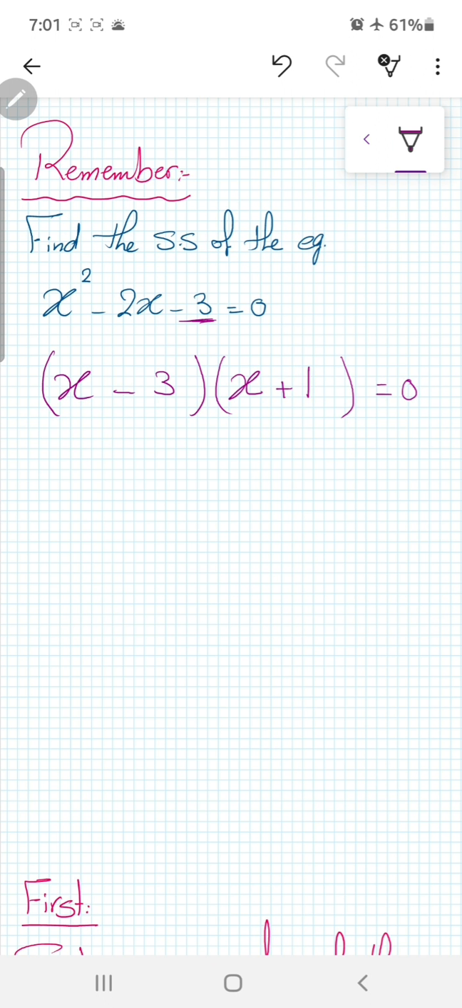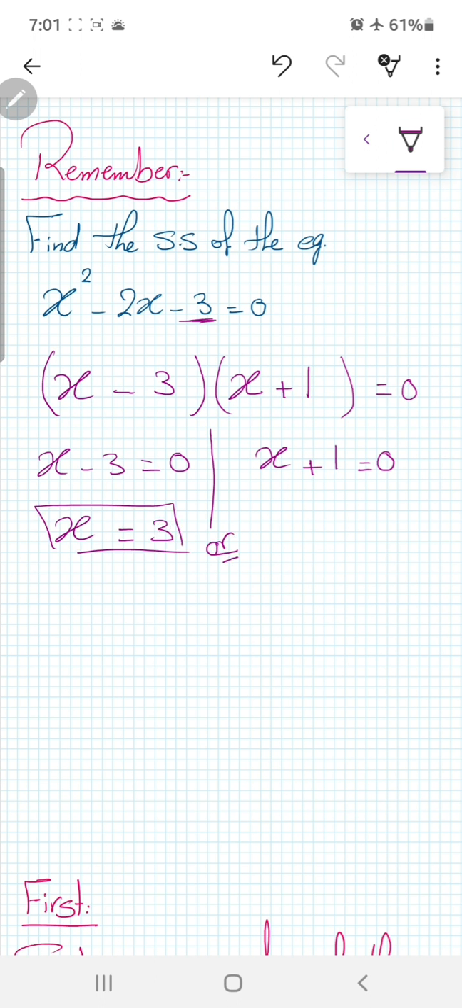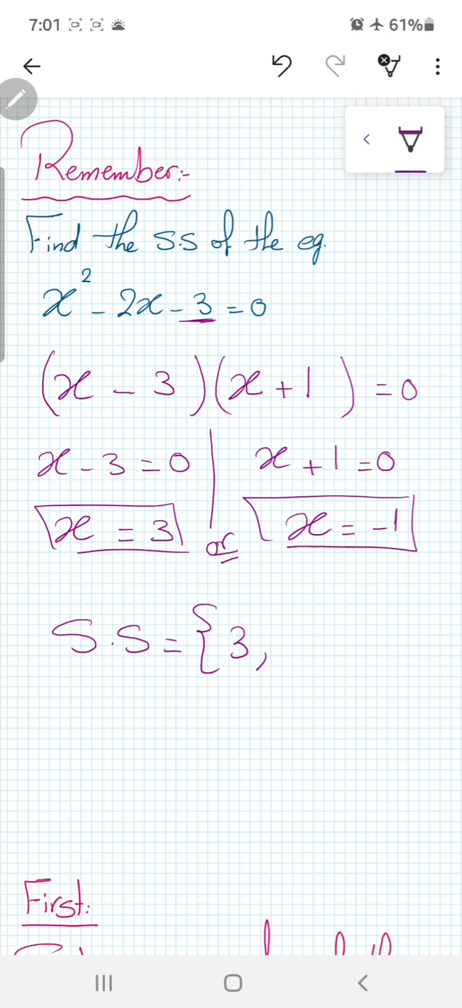Okay, and then we get either x minus 3 equals 0 or x plus 1 equals 0. We have here two equations. First, get the unknown, which is x. Move negative 3 to the other side by positive. So x equals 3 or x equals negative 1. So the solution set equals the set of 3 and negative 1. We have two roots of the equation. Here we call negative 1 and 3 the two roots of the equation.